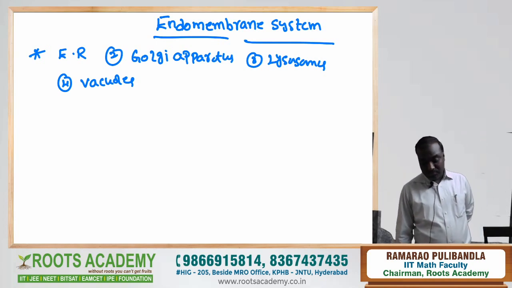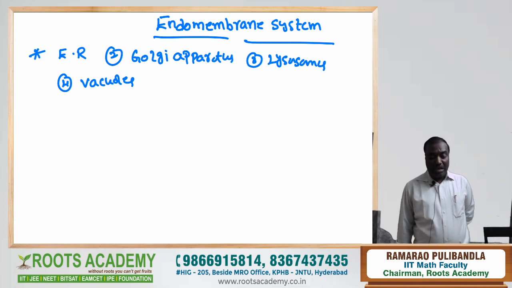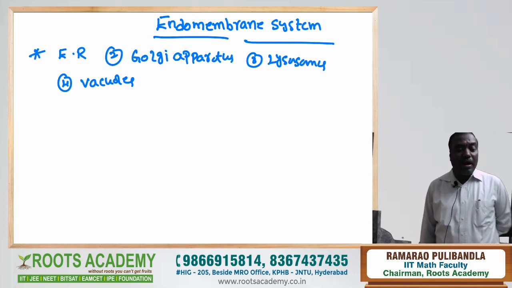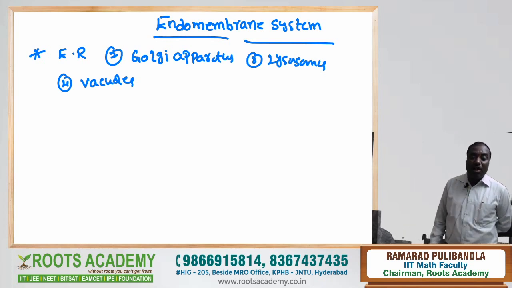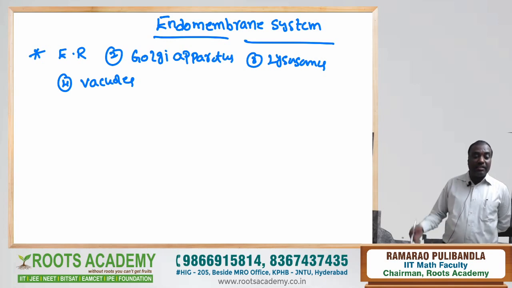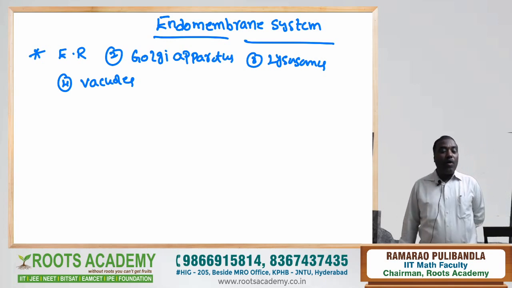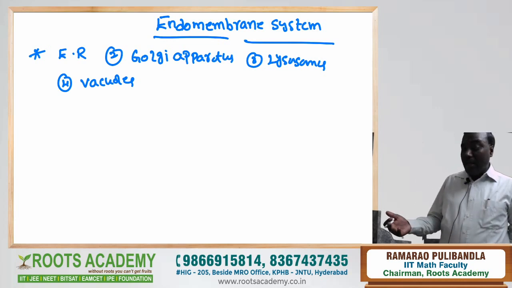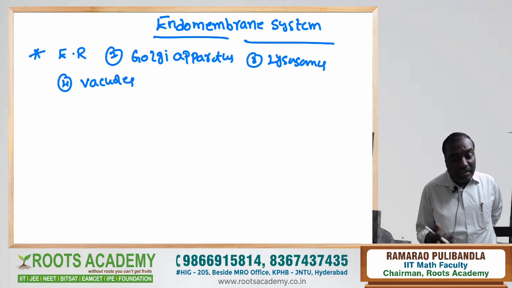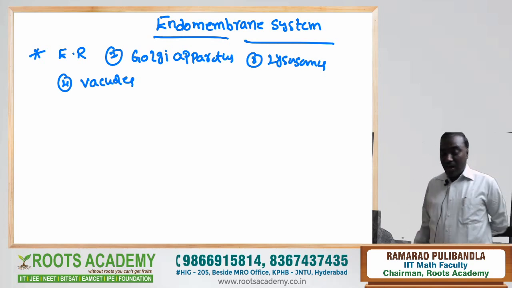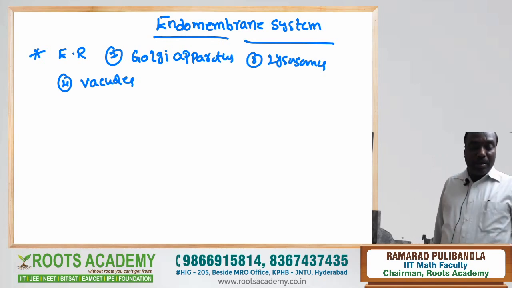Okay, right. Next, here the mitochondria and chloroplasts are not a part of the endomembrane system. Why? Because their functions are not coordinated with each other. Their functions are different. Mitochondria is a catabolic cell organelle, while chloroplast is an anabolic cell organelle. That's why their functions are not interconnected with each other. Hence, the chloroplast and mitochondria are not a part of the endomembrane system.